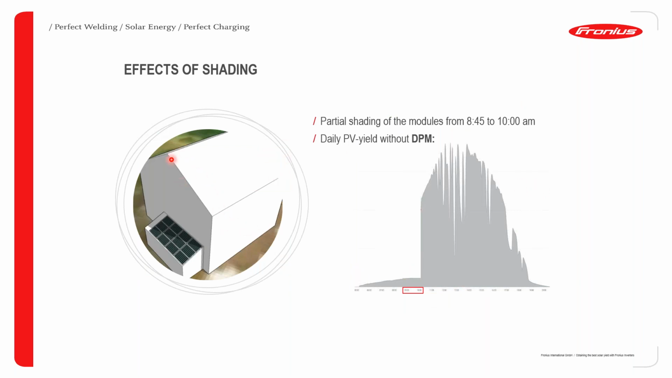So as we can see here, there is a bit of a roof protrusion just next to where the modules are installed. And therefore, a bit of shading is expected from around 8:45 in the morning to around 10 a.m. As we can see, if the inverter doesn't have the dynamic peak manager, we have a section here on this curve where we are going to lose a bit of power, as shown here shaded in red.